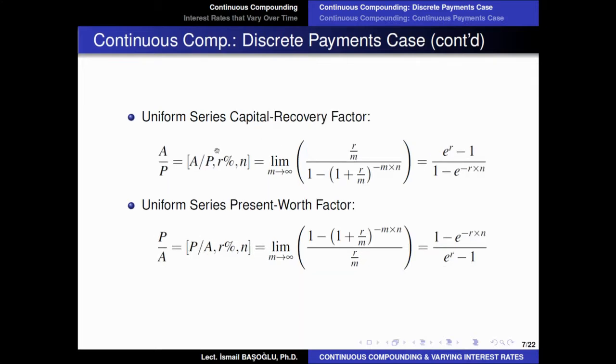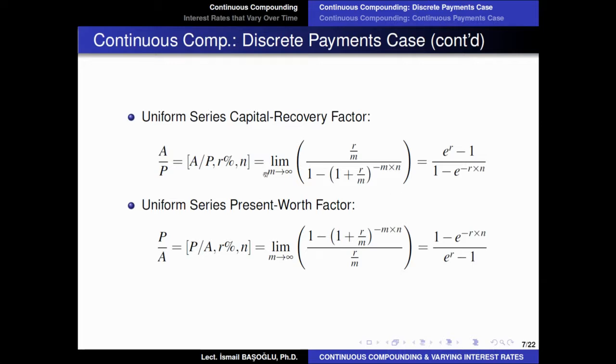We have also learned the uniform series capital recovery factor, A over P, which was formulated in the regular way as i over 1 minus (1 plus i) to the power minus n. However, since we are replacing the annual interest rate with the effective interest rate per compounding period, r over m, and the number of compounding periods in the investment horizon with m times n, we have this formulation if these compounding periods are smaller than the years.